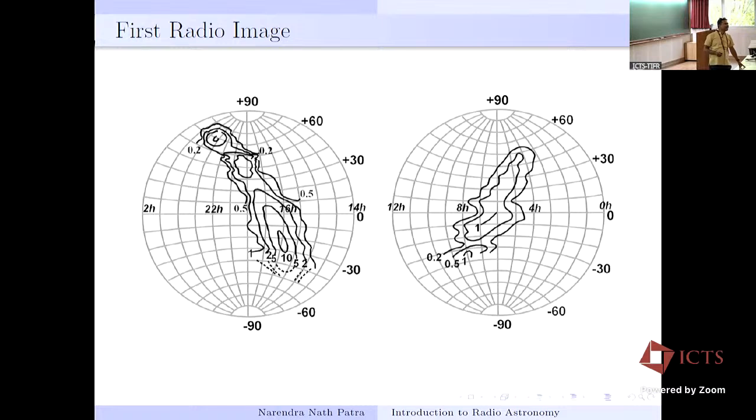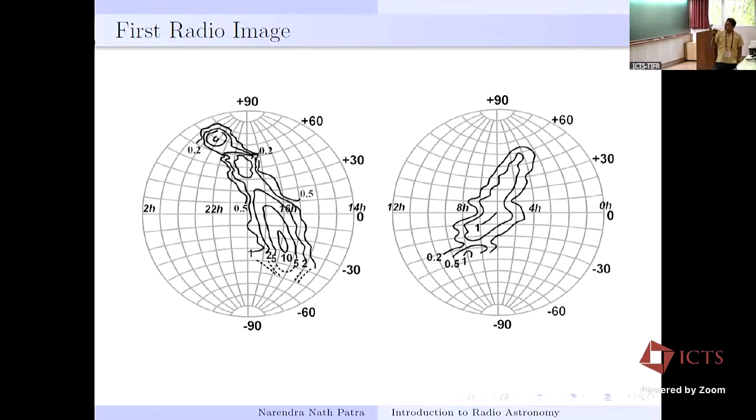Huh? Our galaxy. Why? Because you see, look at the extent. It is almost filling a very large portion of the sky, right? You guys have seen the Milky Way, how many of you have seen it? You have seen, right? Milky Way, Akash Ganga, whatever you call it. If you see the Milky Way, it's like a white patch, a large portion of the sky, right? So if the Milky Way is emitting radio emission, you expect that it will fill a large portion of the sky. And it does, right? So this is our Milky Way, which is the first radio image made by Grote Reber.